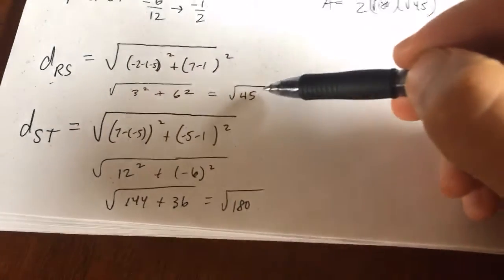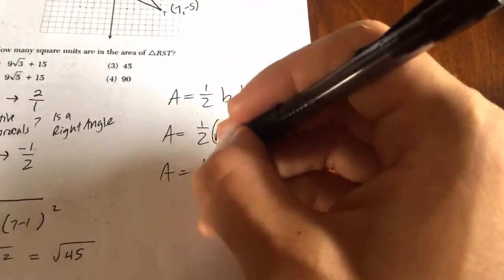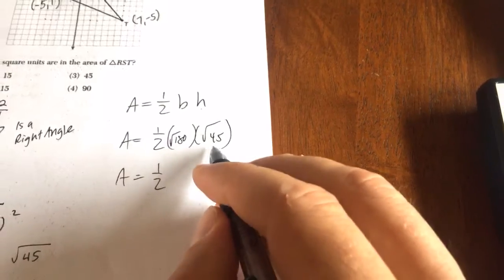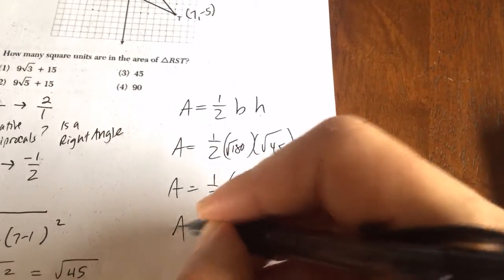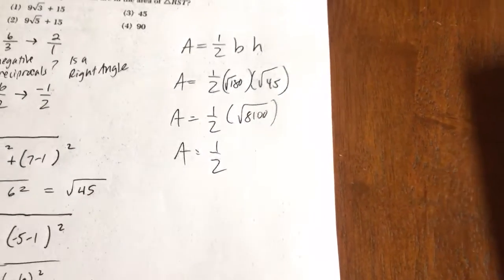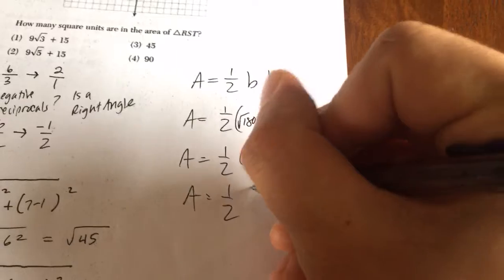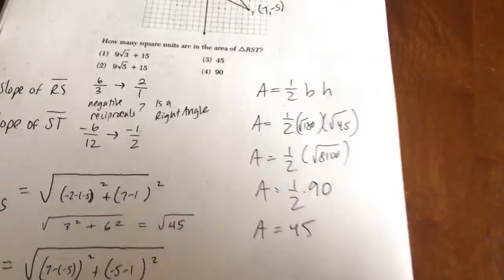So if this is my height and this is my base, I put it into my formula. The square root of 180 times the square root of 45 is the square root of 8100. The square root of 8100, if you notice, looks just like 9, so it's 90. 1/2 of 90 is 45. Choice number 3.